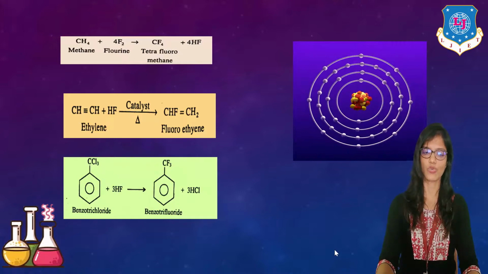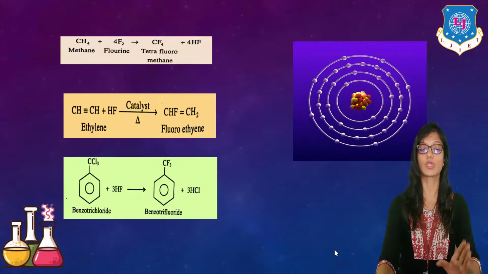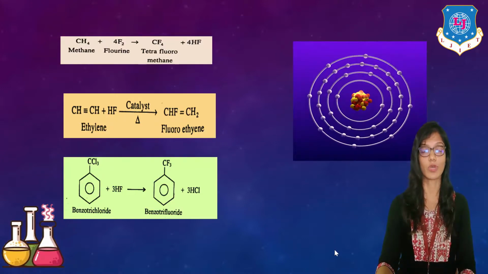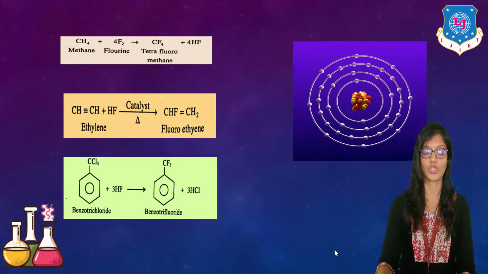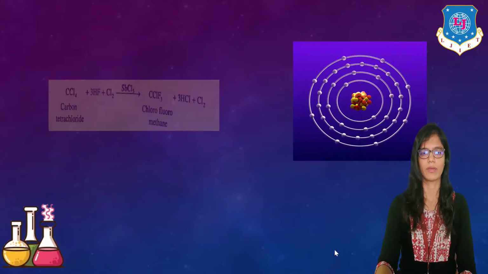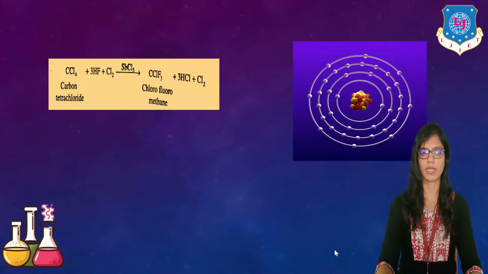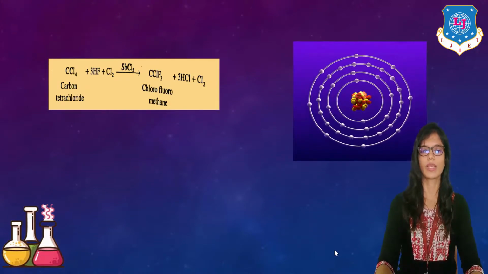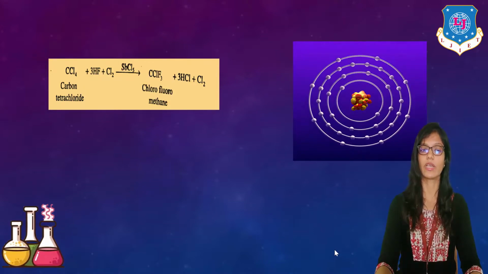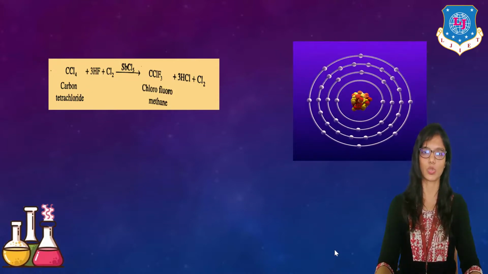We have benzotrichloride. When it reacts with 3HF, it will convert into benzotrifluoride. Right? So it's basically a kind of fluorination, that is aromatic fluorination, plus 3HCl. We'll go for a further example, which is carbon tetrachloride plus 3HF plus Cl2. In the presence of SbCl5 it will give rise to chlorofluoromethane plus 3HCl plus Cl2.